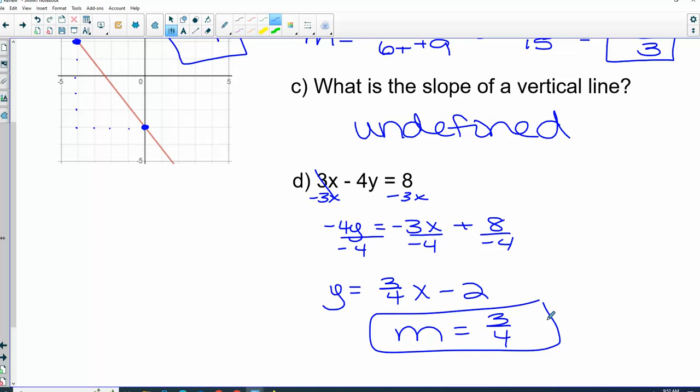Does everybody feel confident that you could find the slope of a line, whether I give you the ordered pairs, the graphs, or the equation? Can everyone handle that? Okay. So next thing.